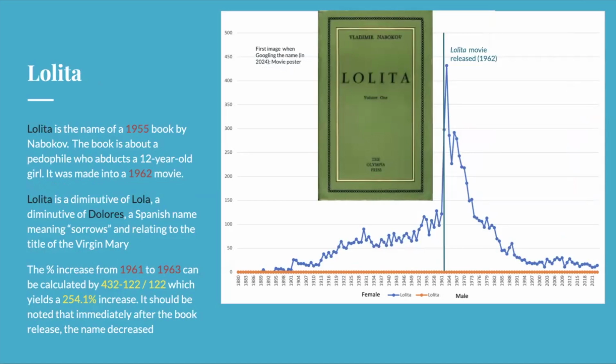It was also made into a 1962 movie, which you can see is where this peak is. This is 1962, and this is the year before and the year after. So Lolita is a diminutive of Lola, which itself is a diminutive of Dolores, which is a Spanish name meaning sorrows and relating to the title of the Virgin Mary. So the percent increase from 1961 to 1963 yields a 254.1% increase.